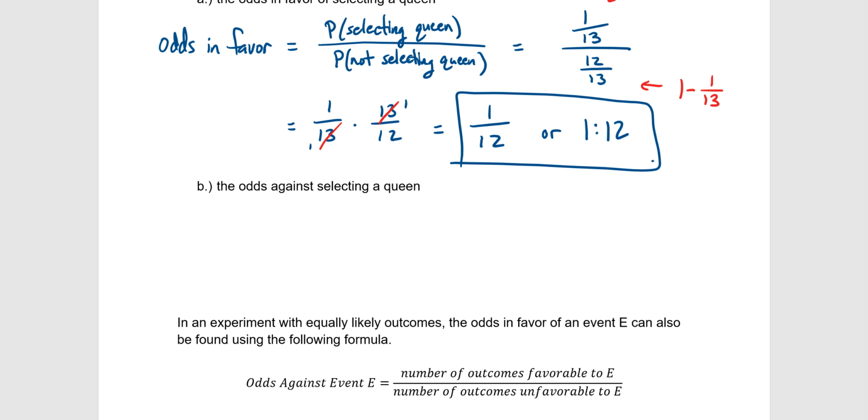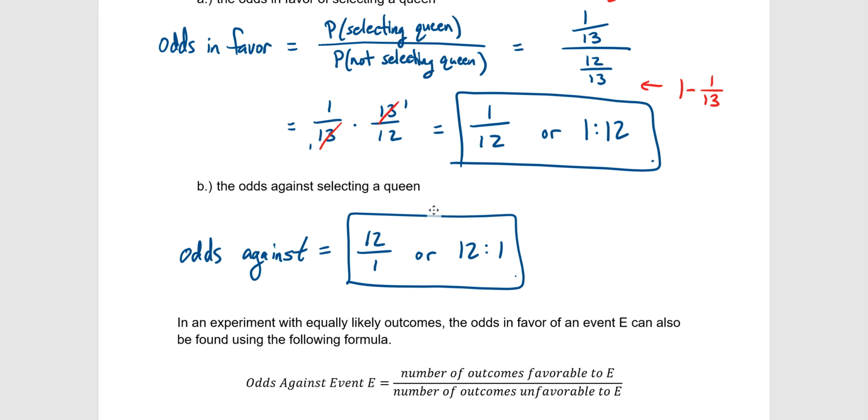Typically we don't see it like that. We see it as the odds against, which is part B. Since we know the odds in favor, the odds against are essentially just the opposite. So the odds against selecting a queen are going to be 12 to 1.